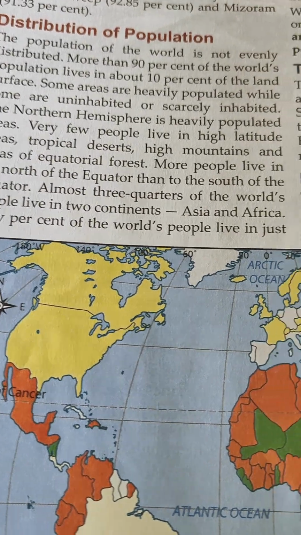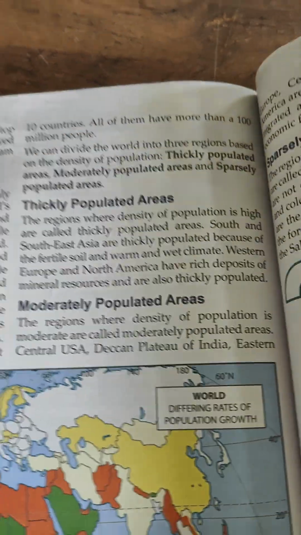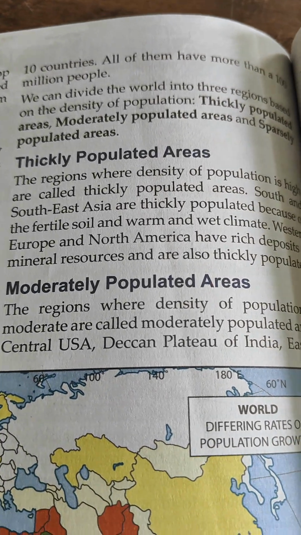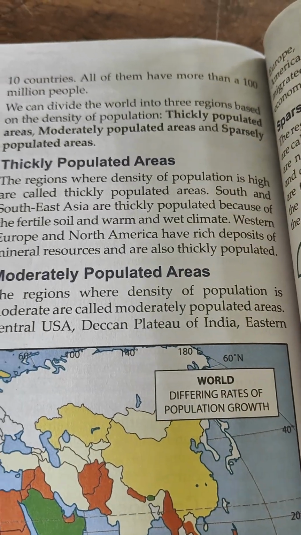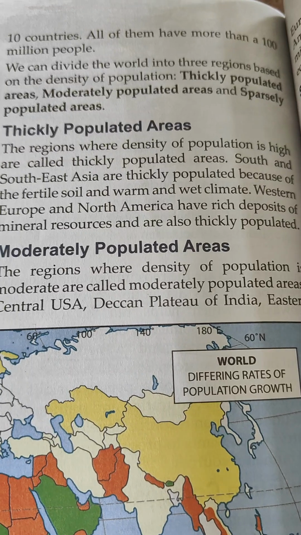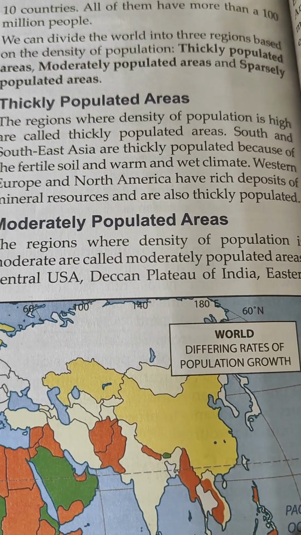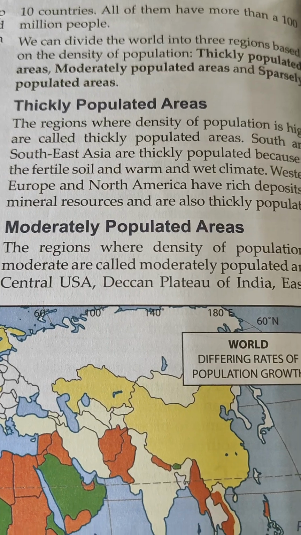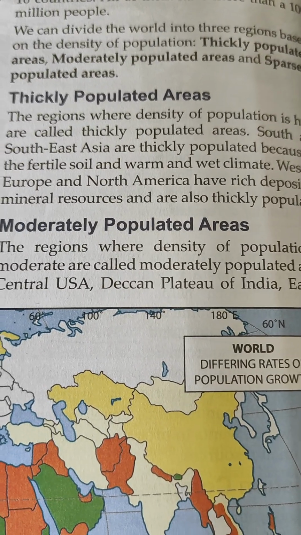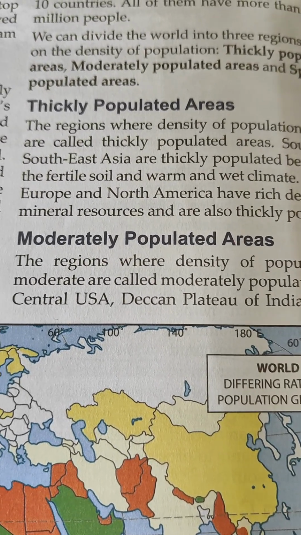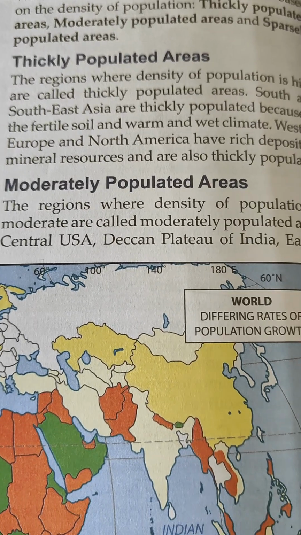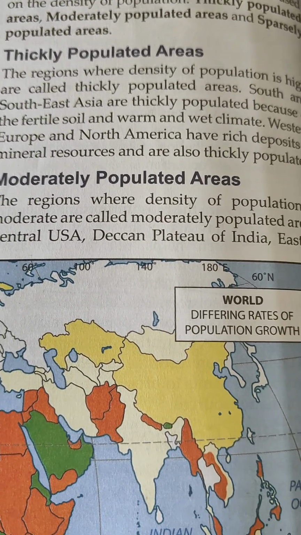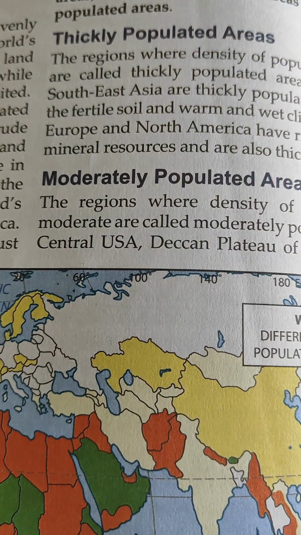According to this, we divide into different categories. Thickly populated areas are regions where the density of population is very high. South and Southeast Asia are thickly populated, the largest continent, with fertile soil and warm climate. Climate also plays a very important role in this. Mineral resources are also found in Europe and North America, so they are thickly populated.